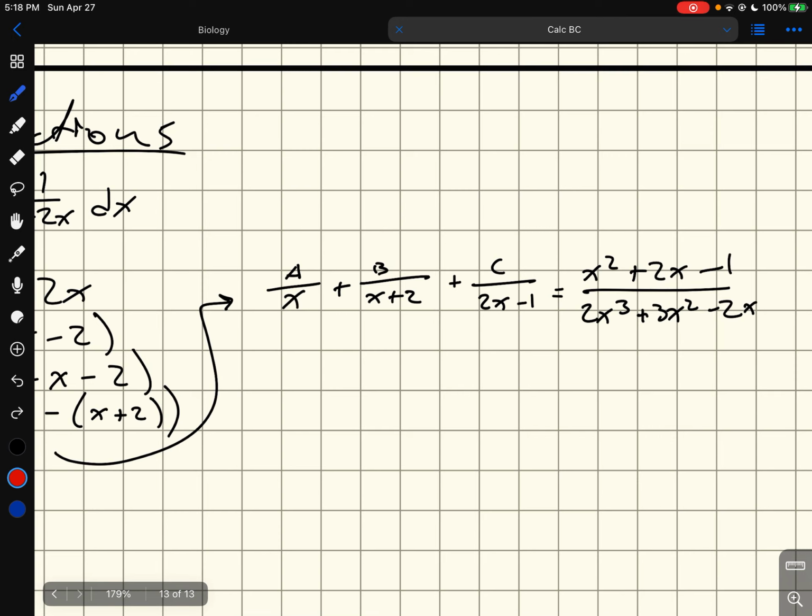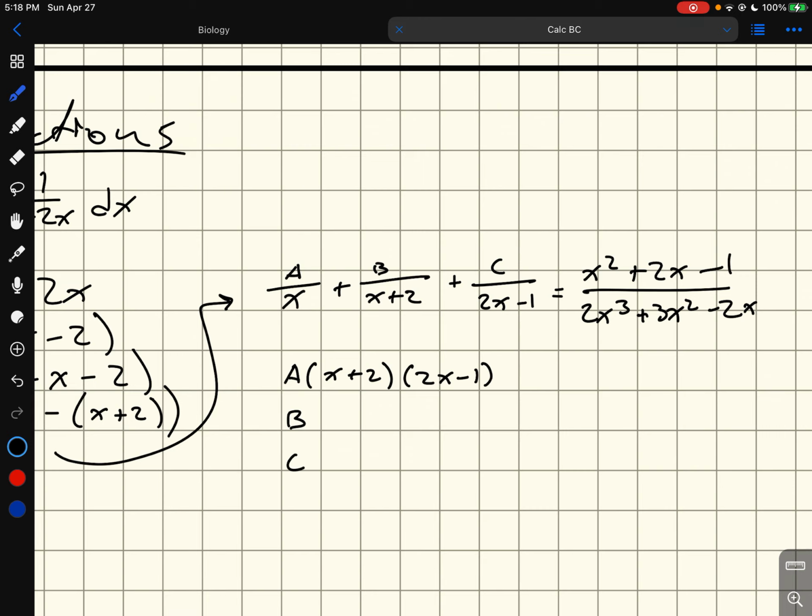So the way we do that is we take each of our letters up here, and we're just going to write them A, B, C. And then we're multiplying them to whichever denominator it does not have. So for A, we have an x with the A, but we don't have the x plus 2 or the 2x minus 1. So we're going to multiply by an x plus 2 and a 2x minus 1.